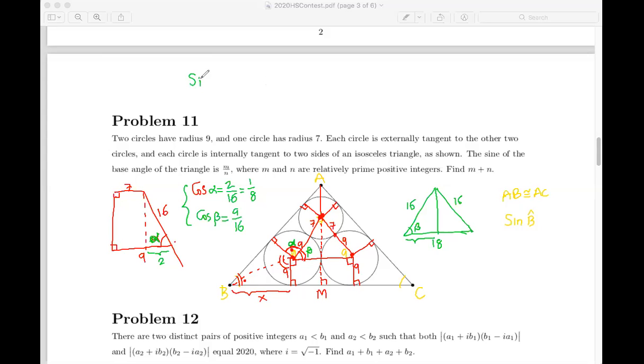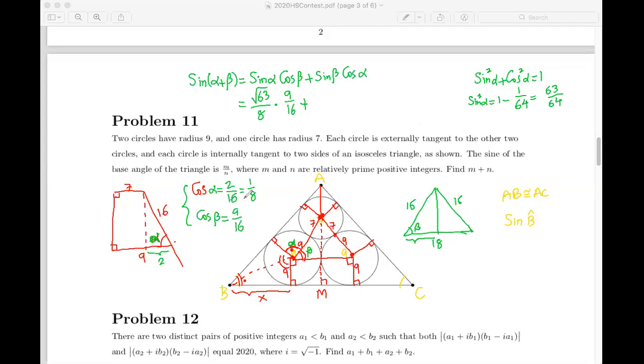The formula for the sine of the sum of two angles from trigonometry is that sine of alpha plus beta is sine alpha times cosine beta plus sine beta times cosine alpha. And so alpha plus beta here has sine equal to sine alpha times cosine beta, plus sine beta times cosine alpha. Well, we have cosine alpha, so we can use a trig identity: sine squared plus cosine squared equals 1. If cosine equals 1 over 8, then cosine squared is 1 over 64, and so sine squared alpha is 1 minus that, which is 63 over 64. And so sine alpha is radical 63 over 8, times cosine beta, which is 9 over 16, plus sine beta.